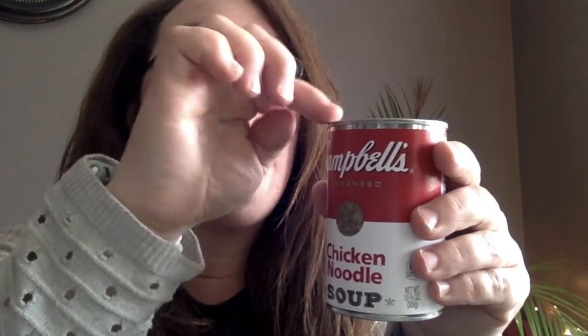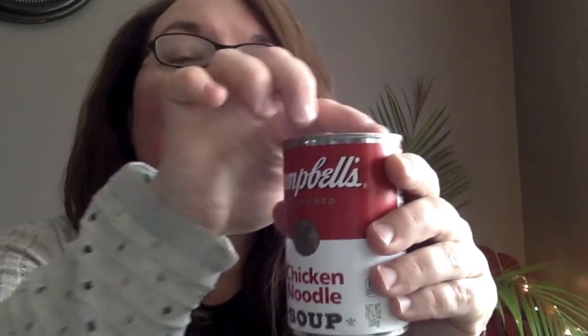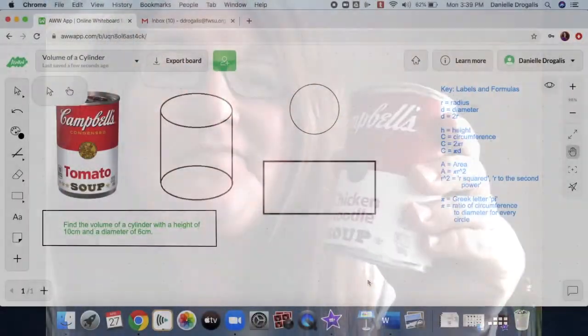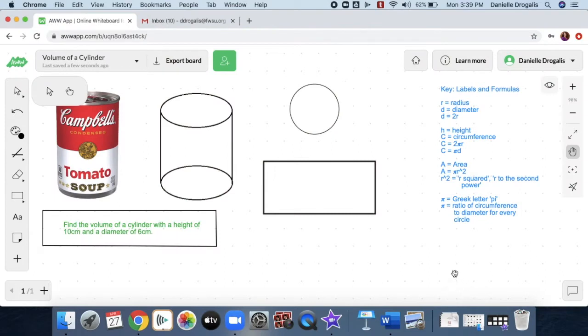The third dimension comes from the height. So imagine enough paper thin circles to fill this height. There's our third dimension. So if you just find the area of the circle on top and multiply it by the height of your cylinder, you'll have your volume. Here, I'll show you. All right, let's jump into finding the volume of a cylinder.